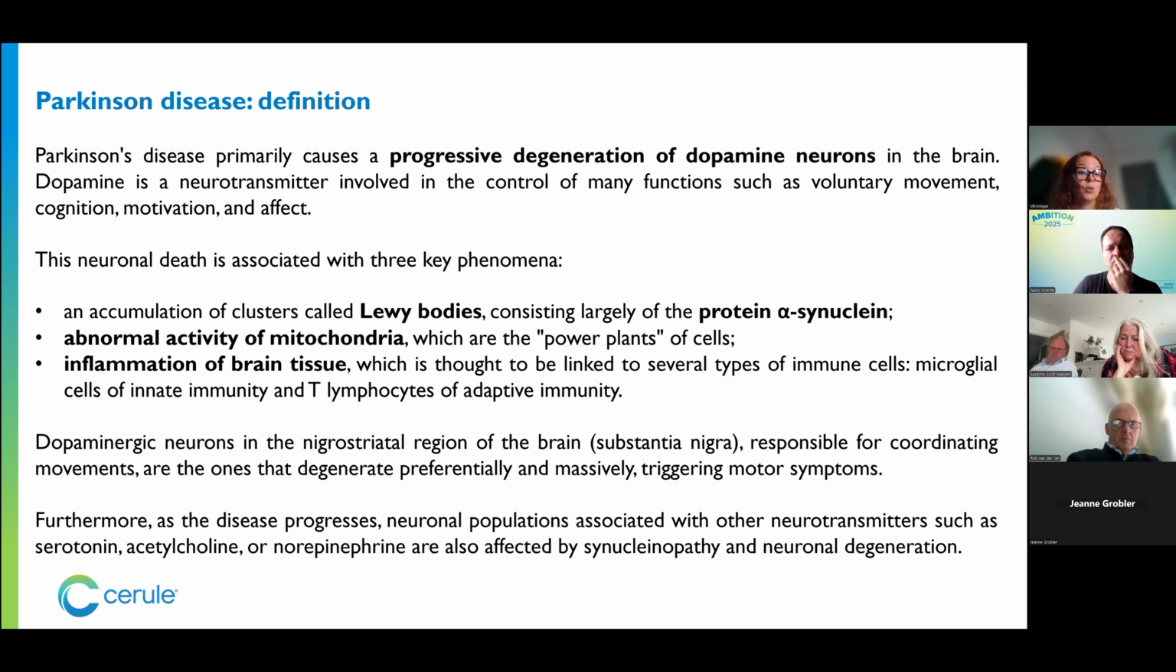We have also, as the disease progresses, several neuronal populations associated with other neurotransmitters such as serotonin, acetylcholine, norepinephrine, that will also be affected. That is why, if several neurotransmitters are affected, such as serotonin, for example, it will also explain the mood change, for example, the non-motor symptoms.